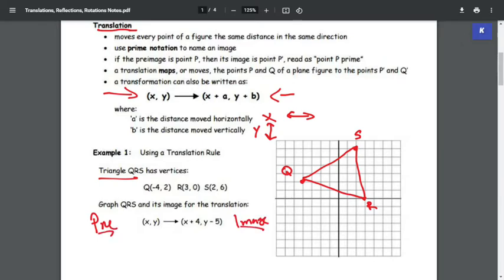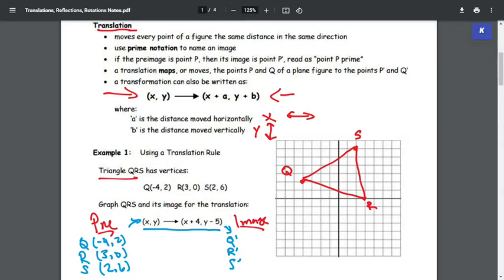Our pre-image coordinates, we do this in different colors so we can differentiate. We have P, Q, and R. We're going to take all of our original coordinates, and what we're basically going to do is plug them into our little notation right here, a little system here, and then add 4 to our X and subtract 5 from our Y. After we plug those in, what comes out is going to be all of our primes. So Q prime, R prime, and S prime. Starting with Q, I got negative 4, 2.